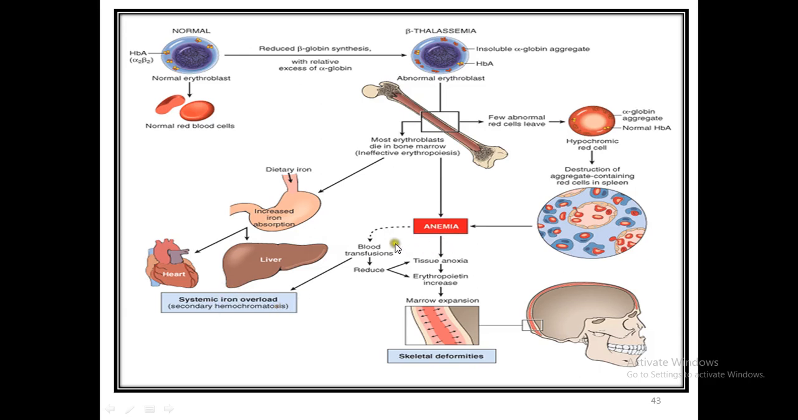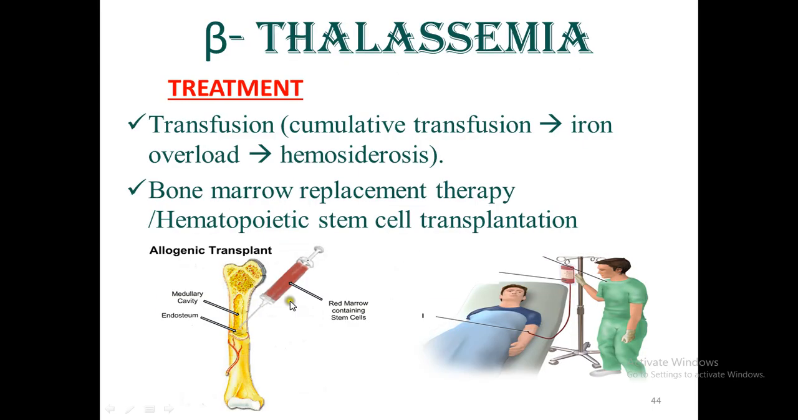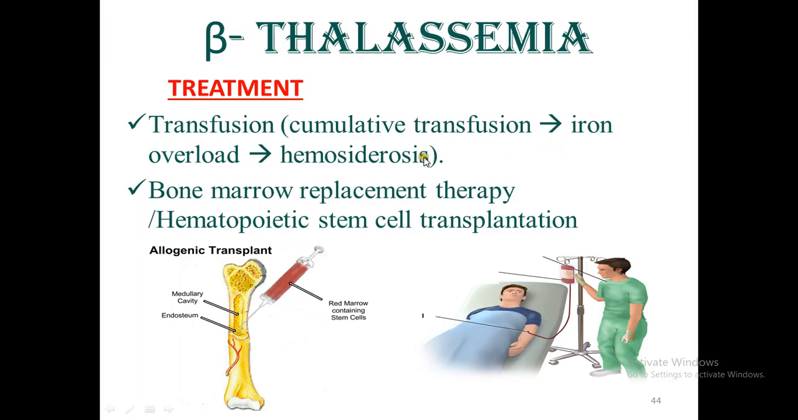But other than that, the child suffers from anemia, and he may need to be given repeated blood transfusions. So the treatment of beta thalassemia is just giving blood transfusions, but this can lead to iron overload, leading to hemosiderosis, that is the deposition of iron in various organs of his body. The treatment or management is, of course, bone marrow replacement therapy and hematopoietic stem cell transplantation. So that is all about today's lecture.